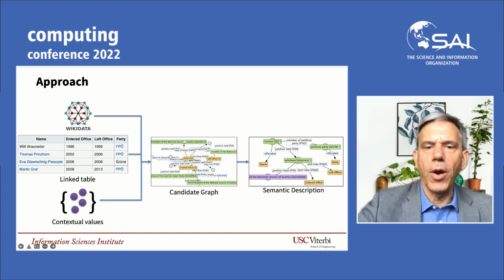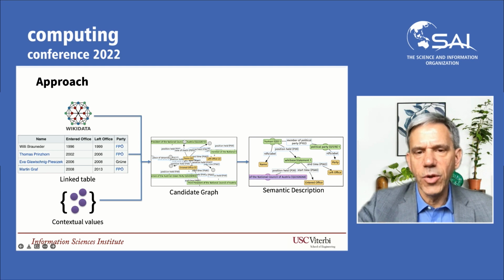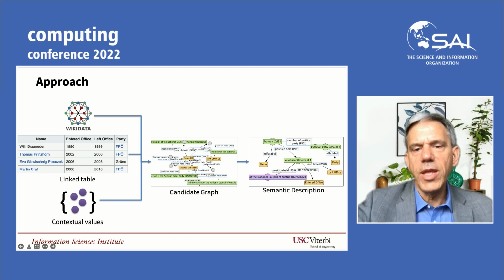Okay, so the basic approach is to start with the table. On the left, we have the three pieces of information we're using to build this model of the data. The first is the table, shown here in the middle. Above that, we have Wikidata itself. So this table will have links into Wikidata, and then we have the whole Wikidata knowledge graph that we can use. And then we have contextual values. These are things like the name of the page or the name of the table. So it's other information that's around the table on the Wikipedia page.